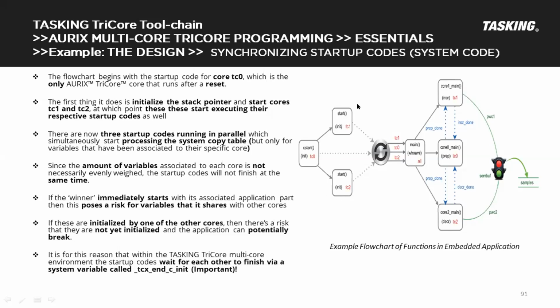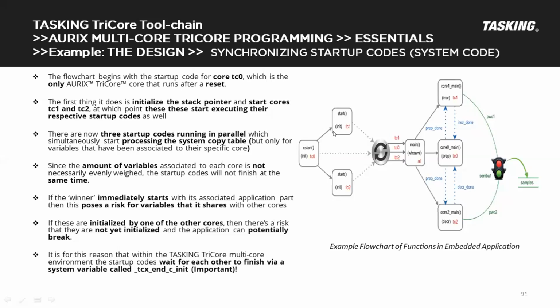So at this point of time, we have the startup code running on core number 0, the startup code running on core number 1, and the startup code running on core number 2. And because we have different variables per core, I cannot guarantee that I have 3 variables everywhere. For example, I have 4 variables here, I have 5 variables there. That means the amount of variables that exist on every core is not the same, and accordingly the execution time for the startup code in every core will be different.